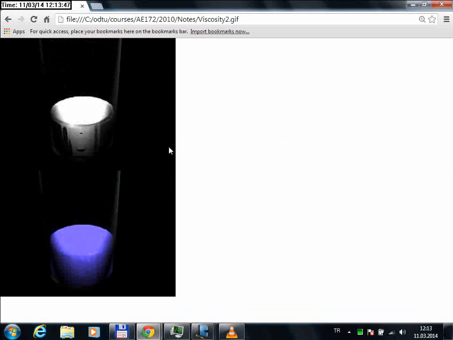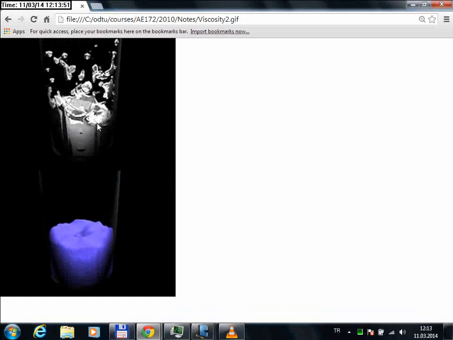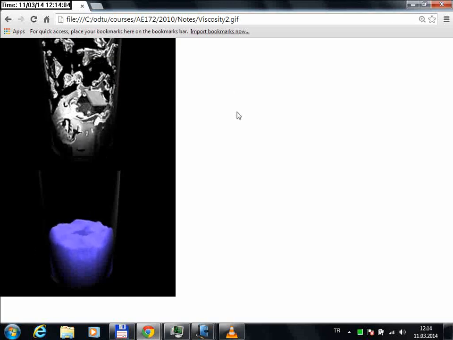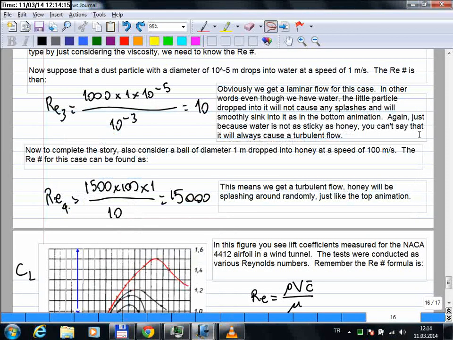So if you remember my previous question at the beginning of the lecture, at first when you look at this, you get the feeling that this should be a much more viscous fluid than this. But to be sure, obviously, you need to know the other parameters, including the speed and the diameter, right? Because those are just as important as the viscosity. And the answer is really in the Reynolds number.